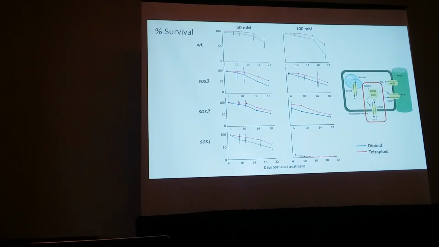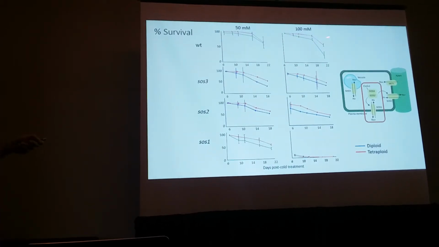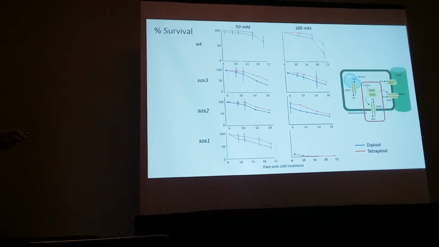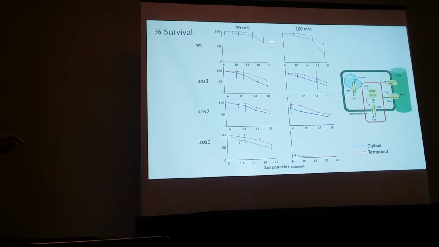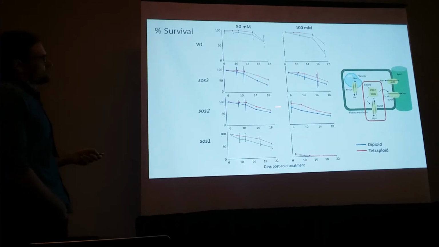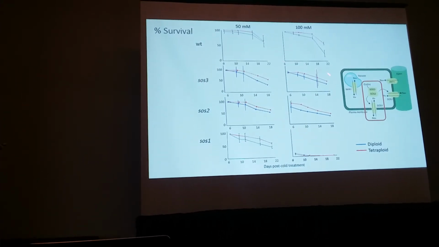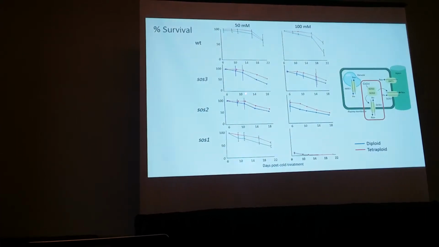Okay. So here's the survival data for those same three lines. In the wild type, again, we see that the polyploid outperforms the diploid in terms of survival, at least at 100 millimolar. And we see the same general pattern in all three of the SOS mutants. So the polyploid is doing better than the diploid in all three cases.